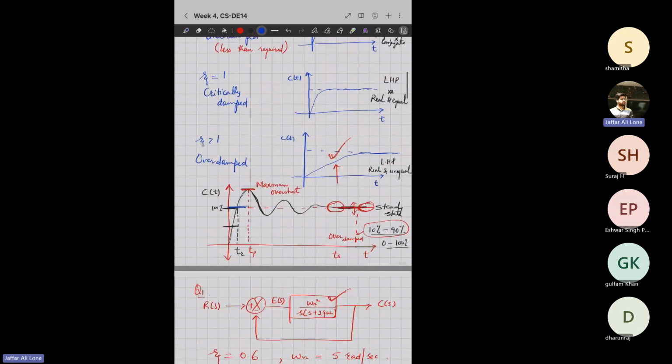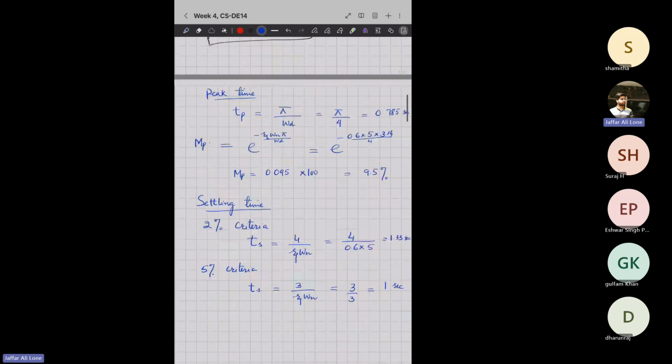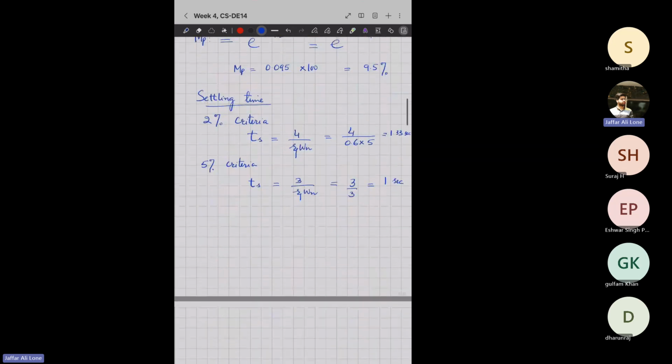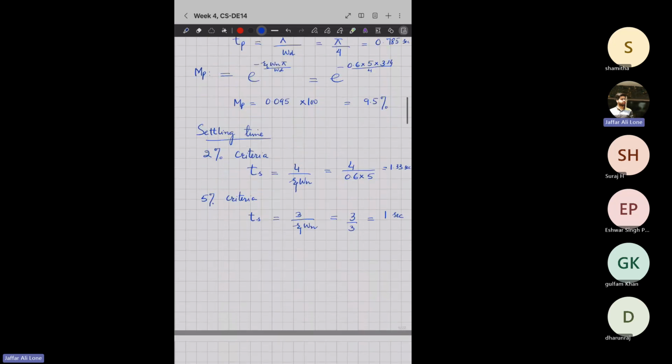So this is what I told you in the beginning. If somebody says, okay, 5% is okay for me, then that will settle faster. And 2% will take slightly more time. This is also evident from the expressions. Does anybody have any doubt in this question? Because you have a similar question where you are being asked to find the rise time, settling time, peak time, and overshoot.